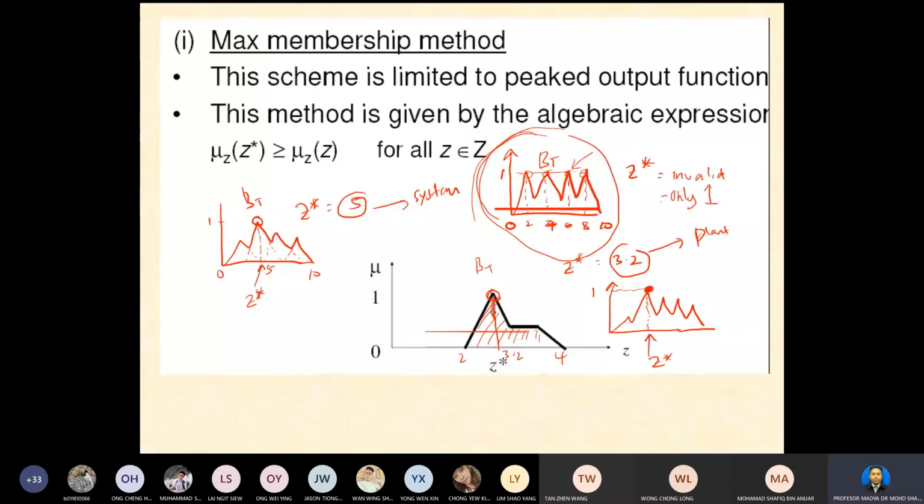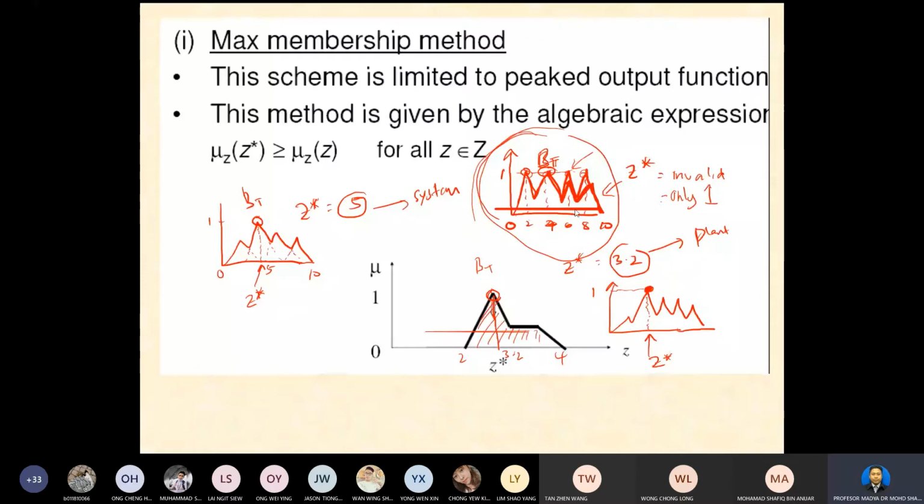So for example like this, we have 2 here, the same peaks. So this one we cannot use the max because we have 2 values for the max. We cannot use the max membership method. If you get more than one value for the Z output, it is not valid. We can use another technique.